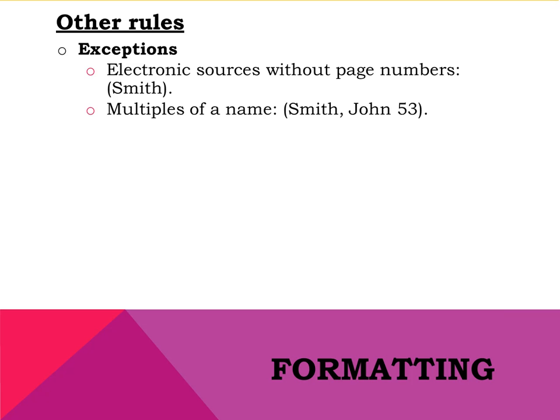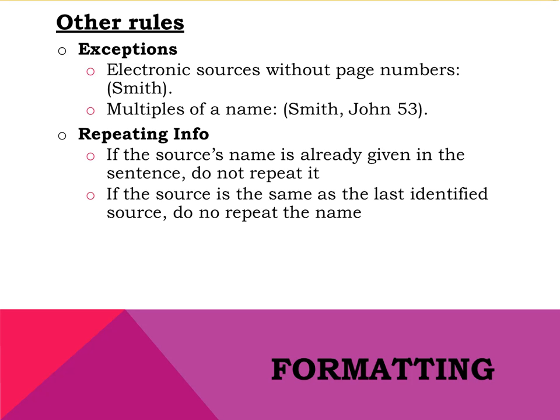In cases of information that has already been given, MLA asks you to avoid repetition. This means that if you have already given a source's name in the sentence, do not repeat it in the in-text citation. So if you said, according to Smith, and then gave the quotation, you would not repeat Smith in the parentheses at the end of the quotation. Similarly, if you quote Smith once and then the next time you use a source, it is still Smith, you do not need to repeat his name. If the name is not indicated, then readers know that means the source is the same as the last one identified. In those cases, you would just have the page number in the parentheses.